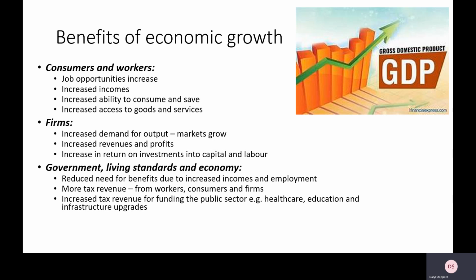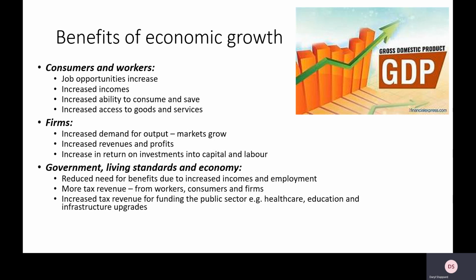Now, if we then think genuinely about the government, living standards and the economy, you've got some key benefits here. The key benefit for the government will be if the economy is growing and more people are working, there's less need for welfare support for the unemployed or for low income earners. That means the governments can save all that money. But also there's more tax revenue coming in from more people working, more income tax, consumers spending more, which is more VAT, and firms generating higher profits, which will be more corporate taxes.